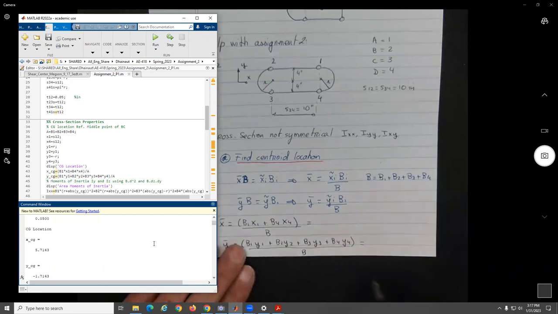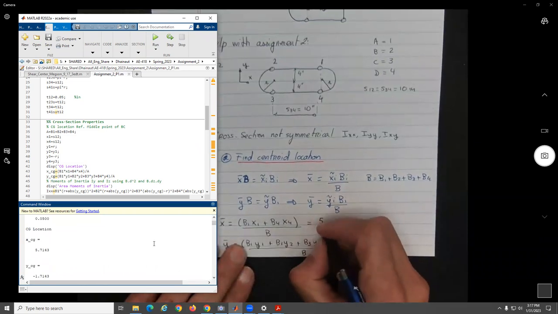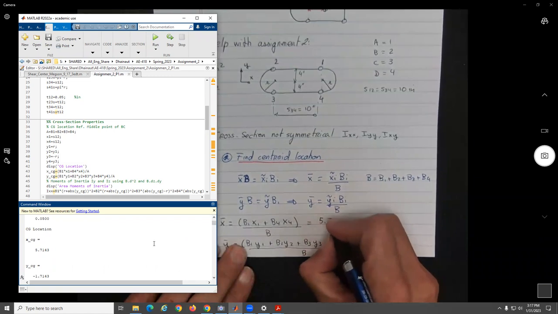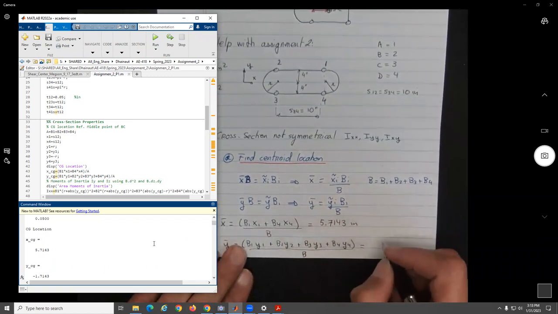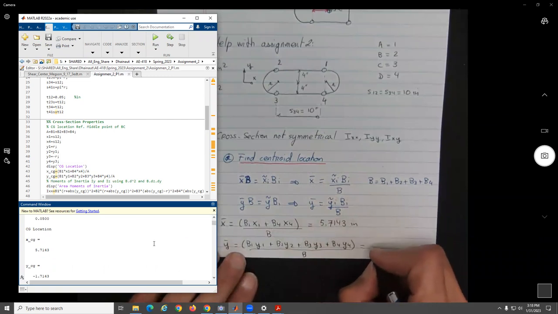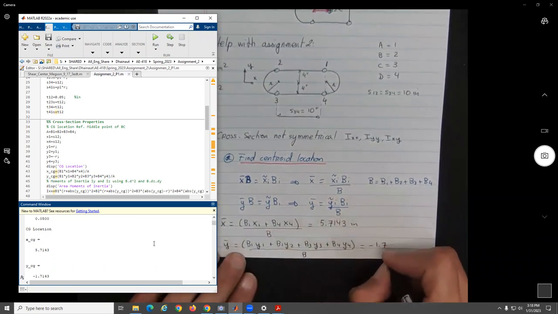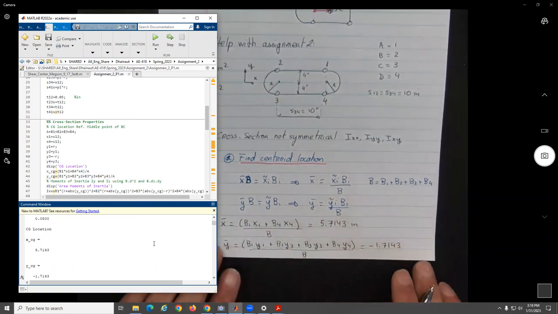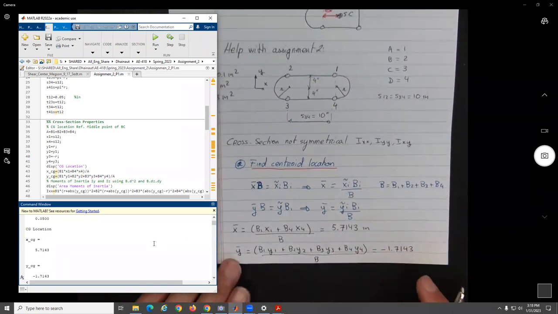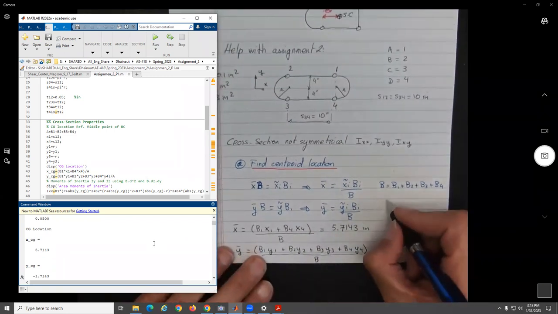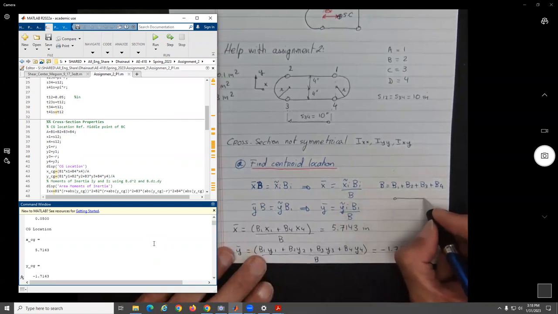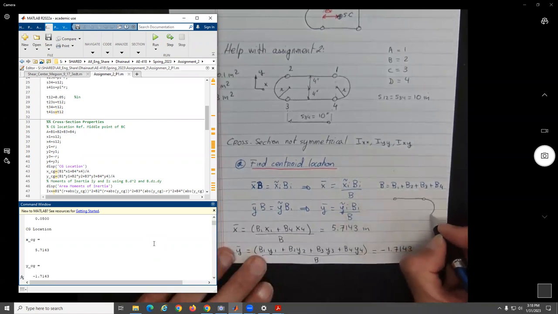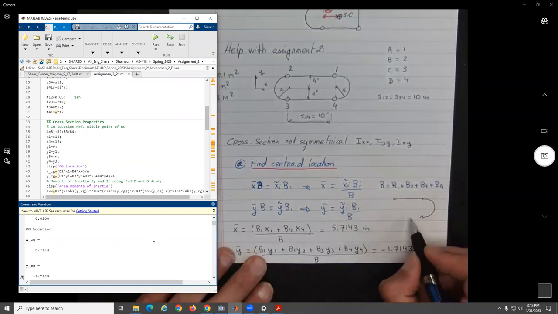Okay, so the XCG, and now I need to tell you from which point, is 5.7143 inches, and the Y is negative 1.7143. Okay. All this I calculated. Well, I never used to do this. I don't know why I'm doing it now in this class, but I have to try to put a lot of information in one page.